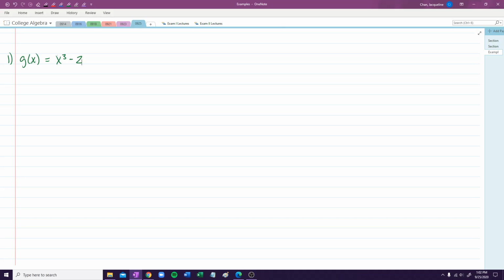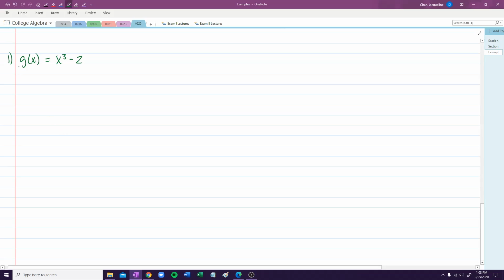Hello everyone. As I was uploading the other examples, I realized I always do them with vertical and horizontal translations, but I never showed you guys an example of when you just do a single translation. So I will show you an example of each.